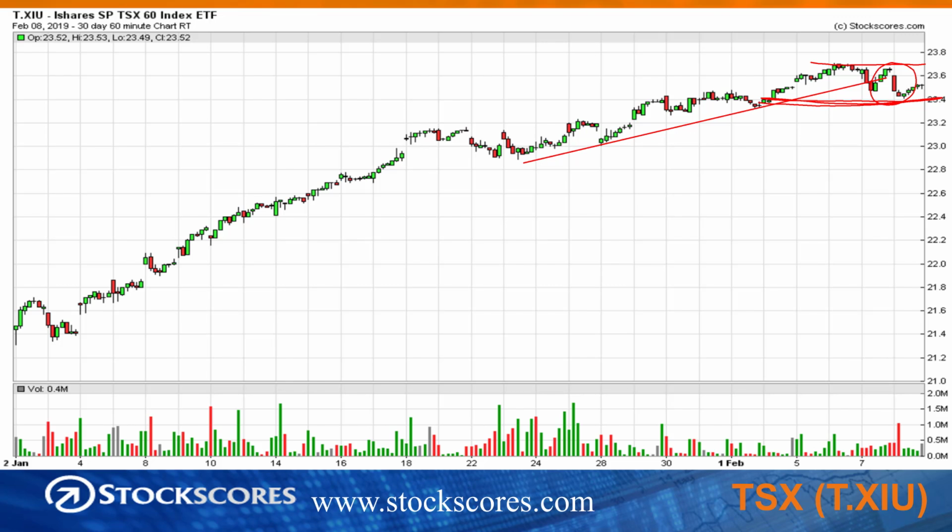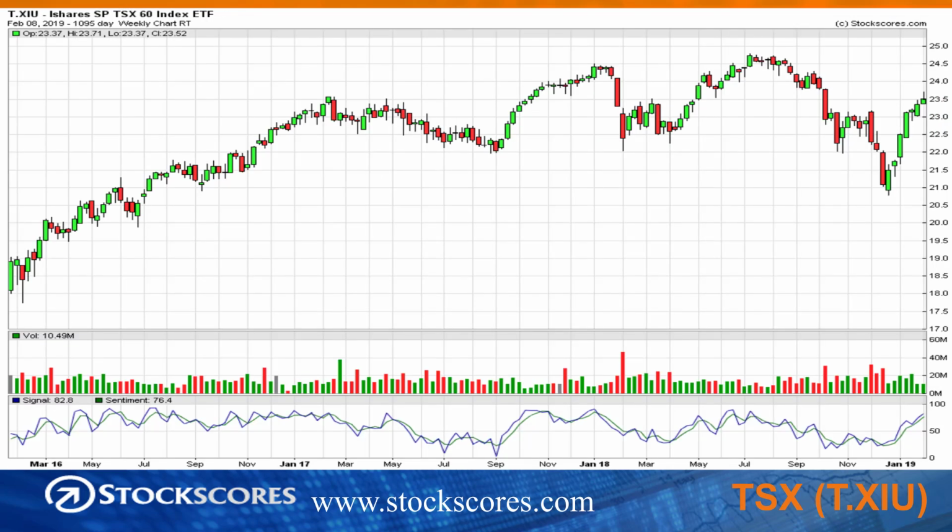And if we break down through this support zone, we could get a pullback to the next level of support on that short-term chart. So a little bit of reason to be somewhat cautious going into next week. It's not a big breakdown yet, but it is something to keep an eye on.